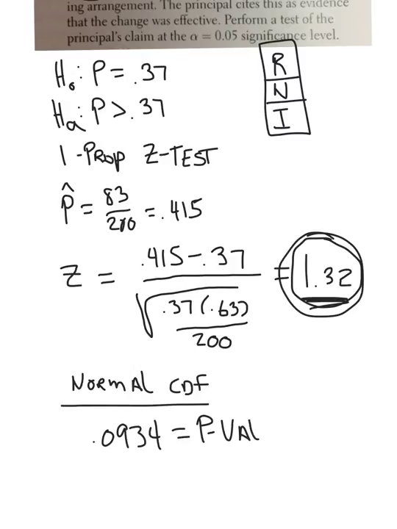Our p-value: the probability that this has happened merely by chance. Now there's a 9% chance that that might happen, which means we are going to fail to reject the null hypothesis. So we can't say that there was any positive change at all. Okay, there you go.